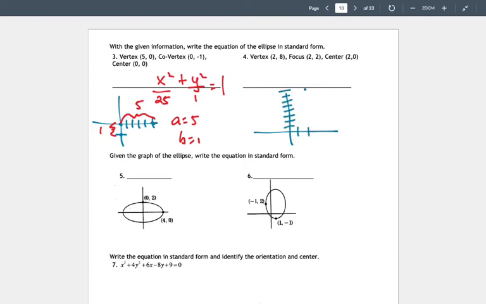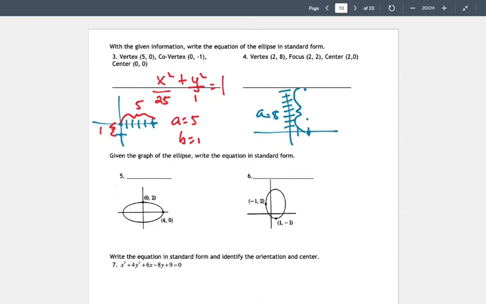So it'll be up here. Your focus is at (2, 2), and your center is at (2, 0). So this tells me it's a vertical one. I know that from my vertex to my center, that's my A value, so A equals 8.